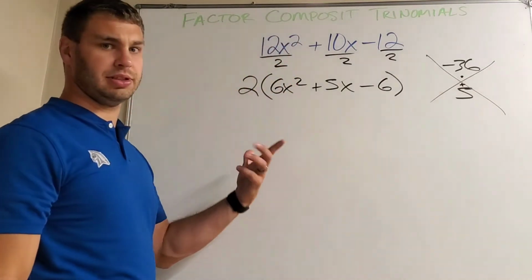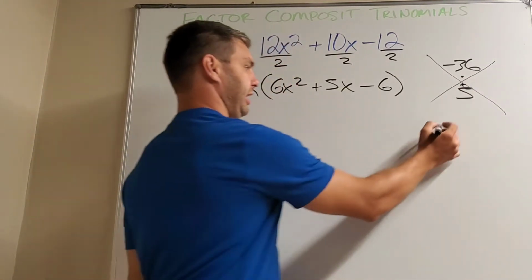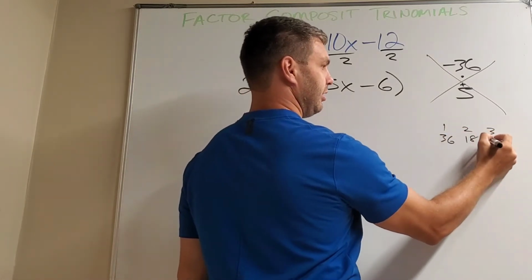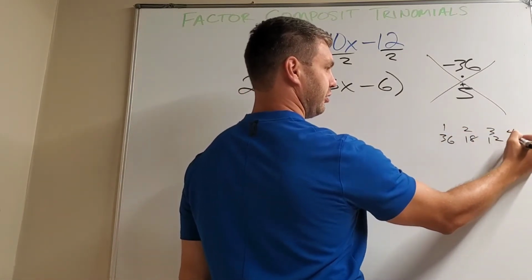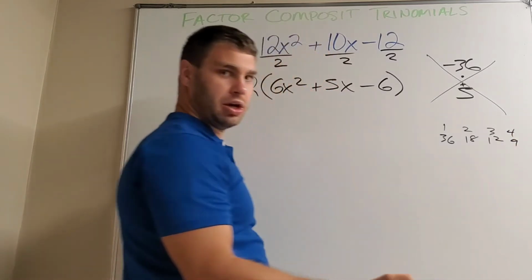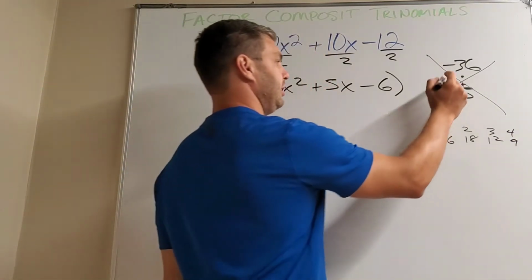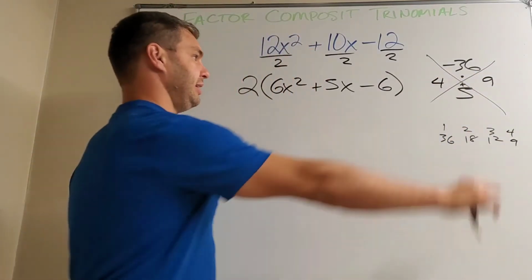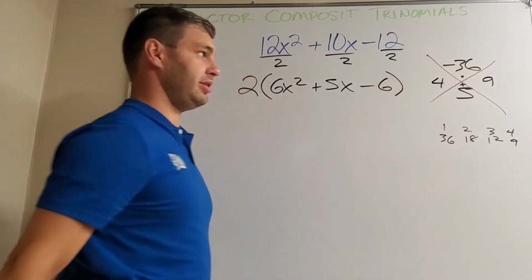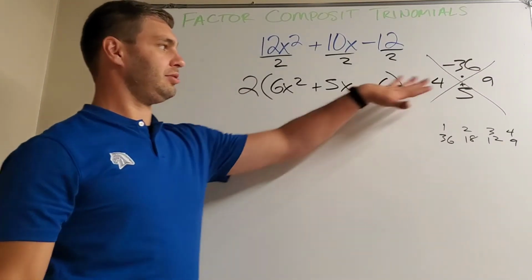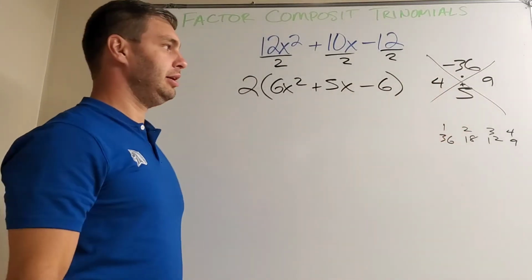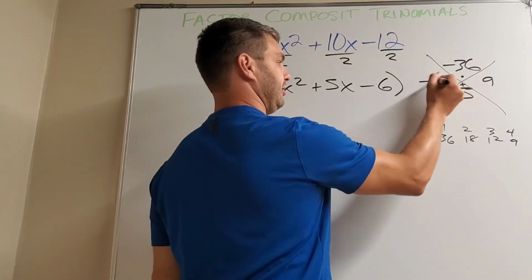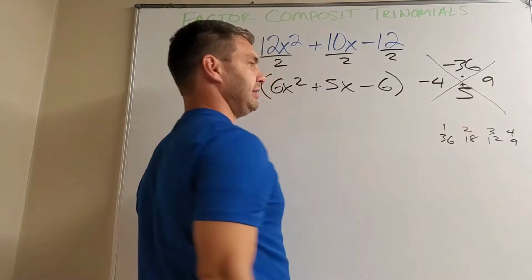If I think through some numbers that do that, let's see, we have 1 and 36, that's not going to work. 2 and 18, no. 3 and 12, no. 4 and 9, bingo, that looks like the one. Okay, so if I put a 4 and a 9 over here, one of them has to be negative because when we multiply those together, it equals a negative 36. And when I add those together, I have to get a positive 5, which tells me the bigger one, 9, has to be positive. All right, so I'm making a negative 4 and a positive 9.